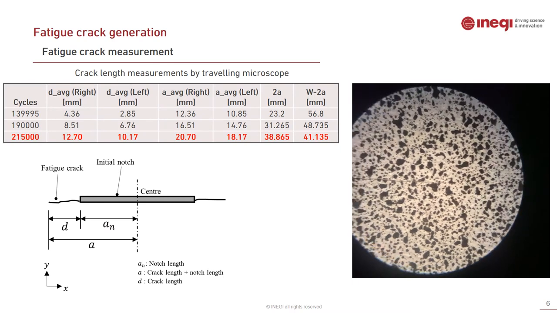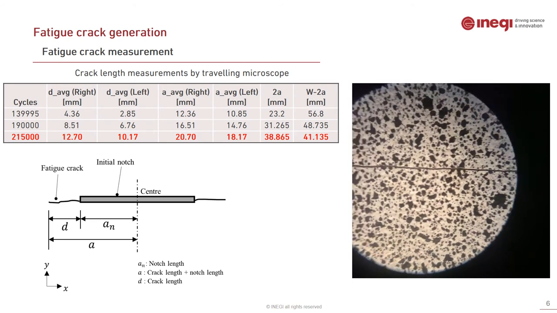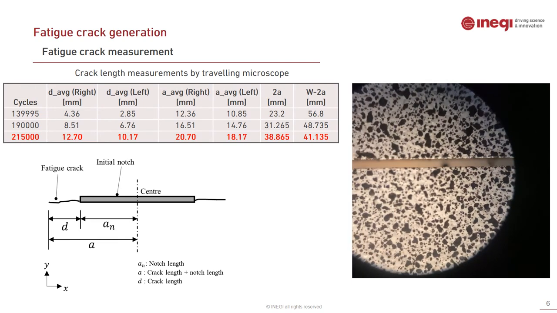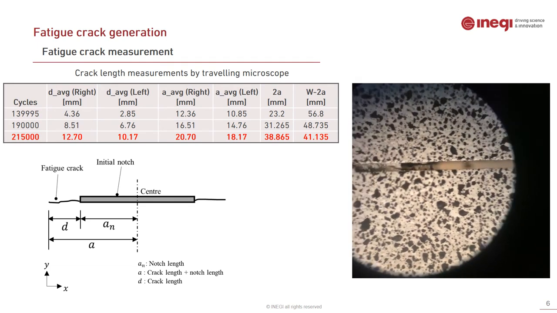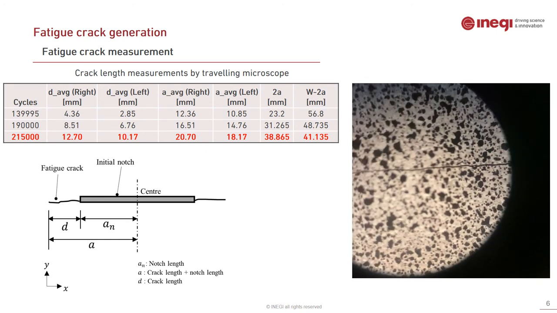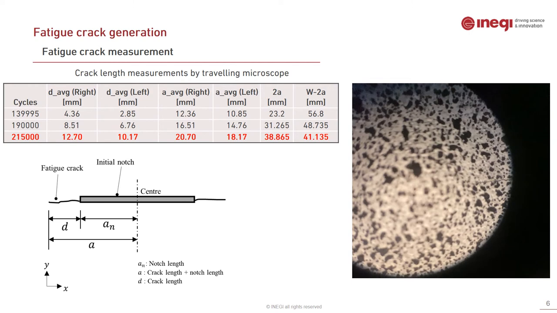So here, the result of the fatigue crack measurement is shown according to the configuration in the bottom side, for instance, for the left side of the crack, after reaching 250,000 cycles, the corresponding crack length was obtained. And I'm gonna just play a video in order to show the crack generated on the specimen. This is captured by the traveling microscope. Both sides of the notch with the cracks are visible.